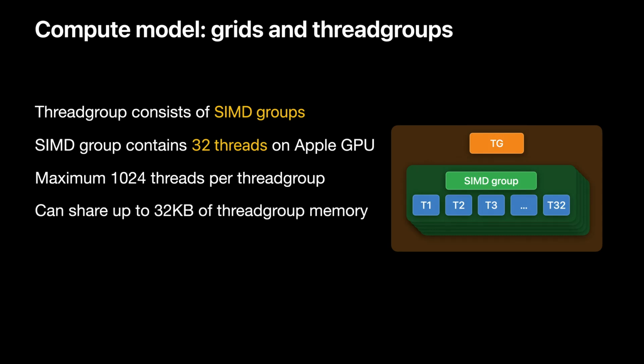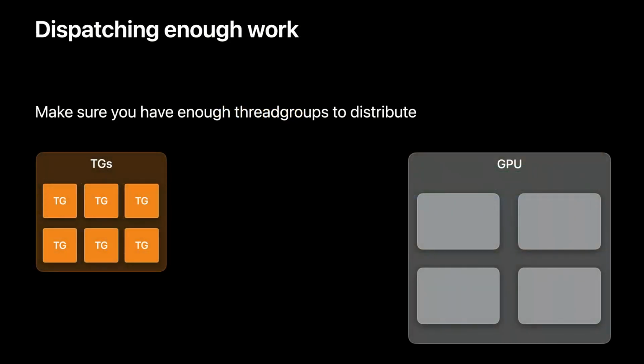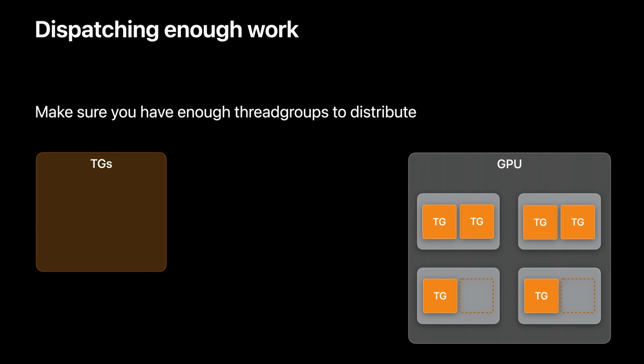group memory. To keep the GPU busy, there should be enough work to do on all the GPU cores. Here is an example of a grid to dispatch. Thread groups are dispatched to GPU cluster and distributed among GPU cores. If there are too few thread groups, the workload won't fully saturate the machine. Here is how to fix this.